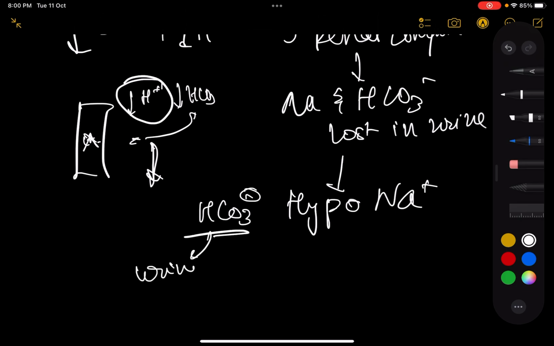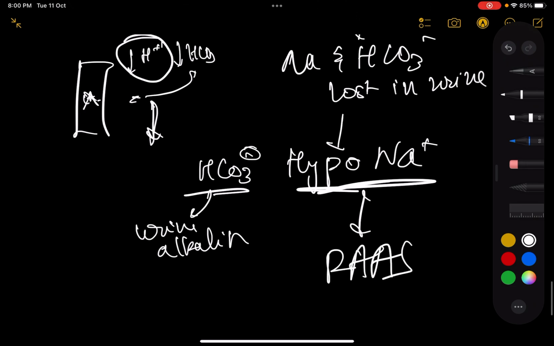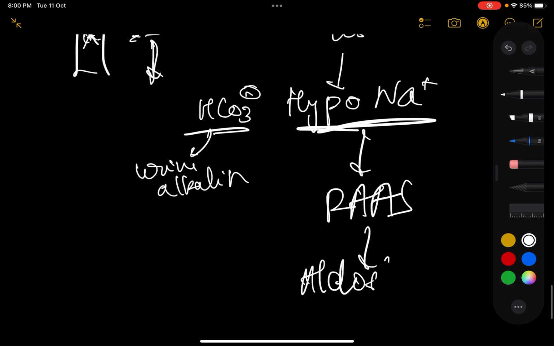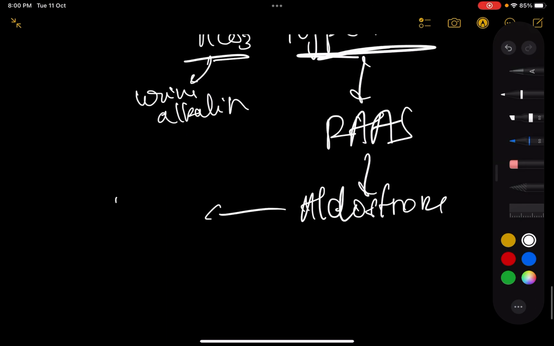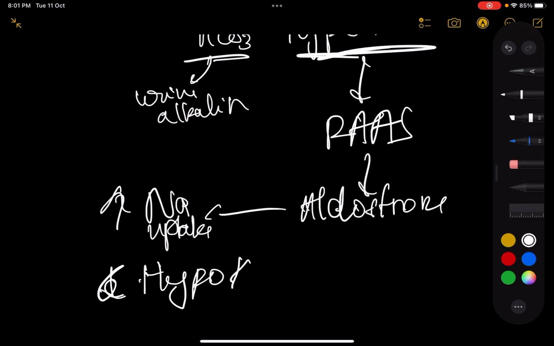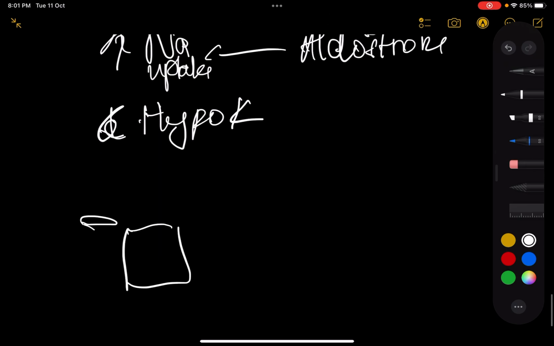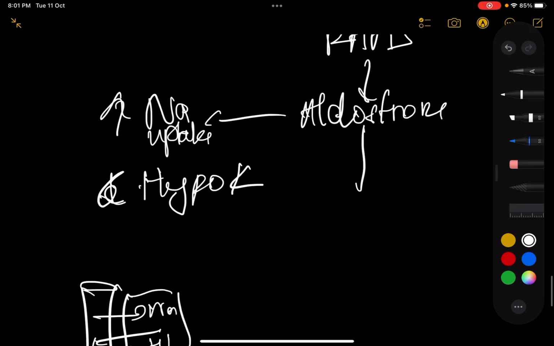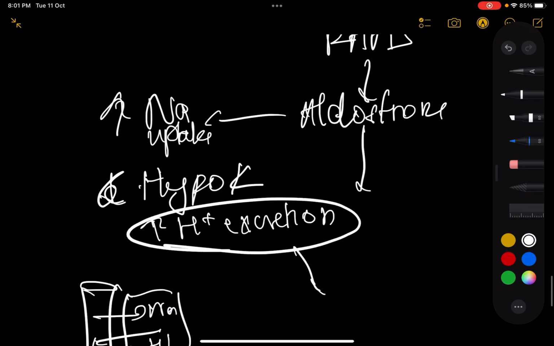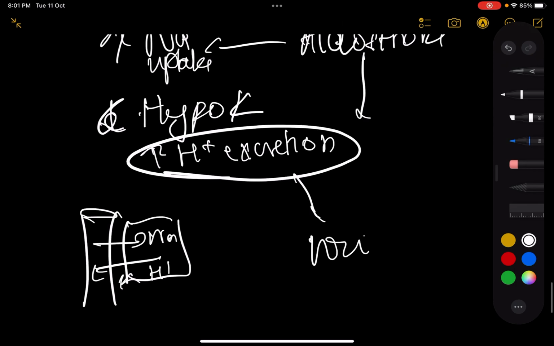You think the urine is alkaline, but looking at the hyponatremic condition, there is going to be activation of RAAS. This RAAS stimulates aldosterone, and aldosterone causes increased uptake of sodium and causes hypokalemia. When aldosterone acts on the tubule, it increases sodium uptake, and it increases potassium and hydrogen excretion. Because it also causes increased H plus excretion, the urine is not alkaline, it is acidic.